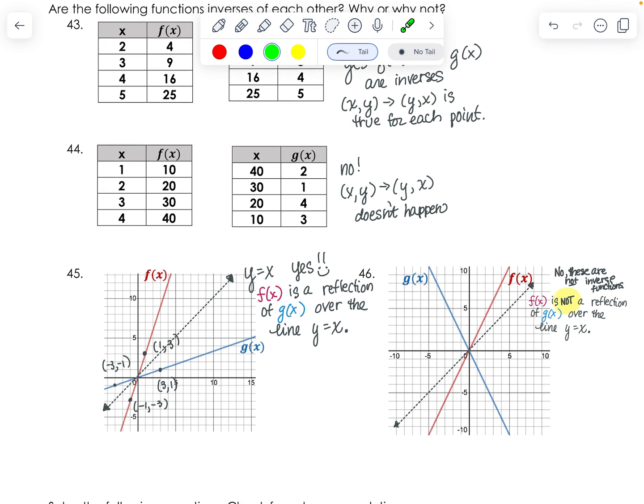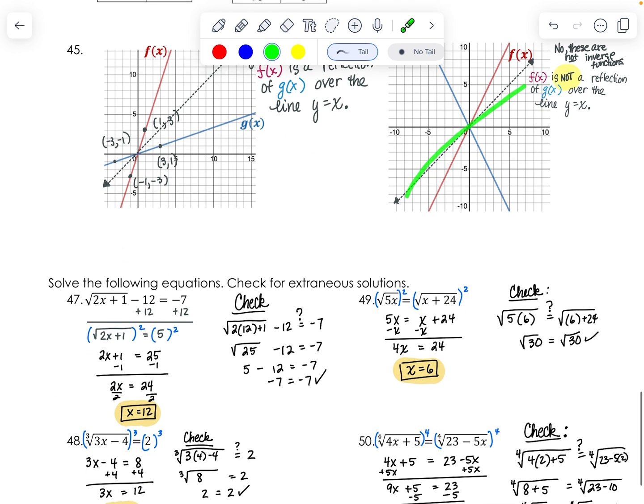And then graphically, you're looking for a reflection over the line y equals x. So those are inverses. Here's the line y equals x. These are not reflections over the line y equals x, so they are not inverses.